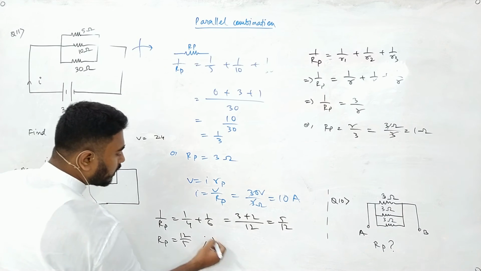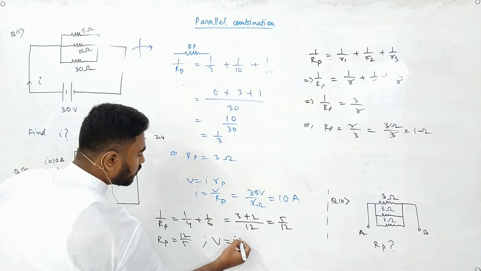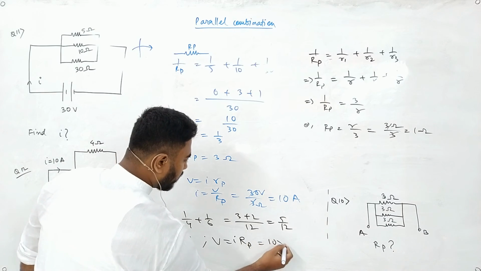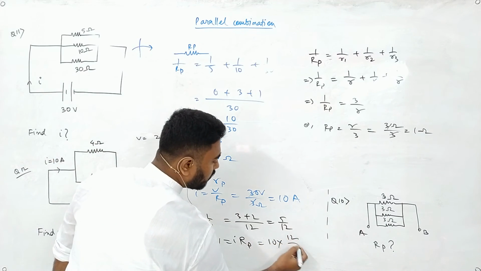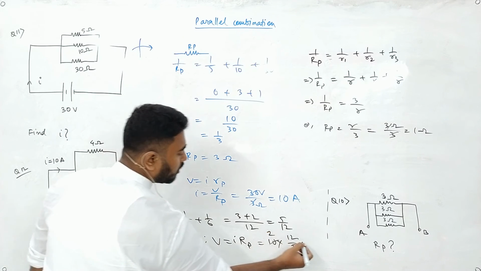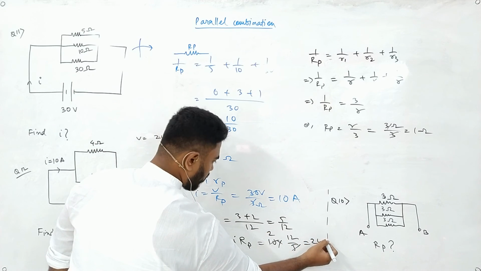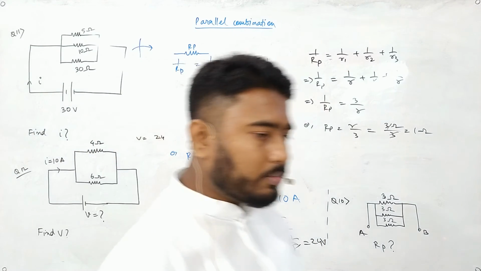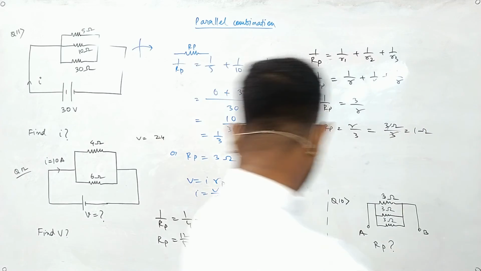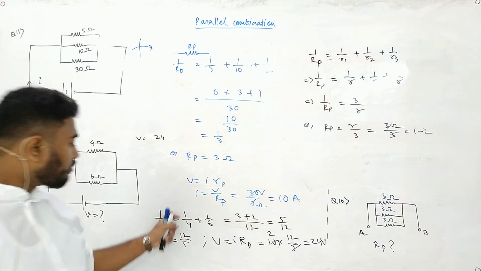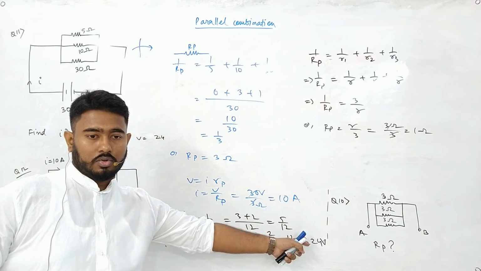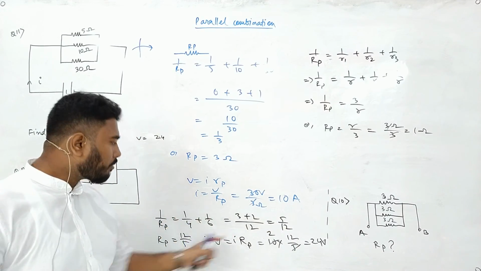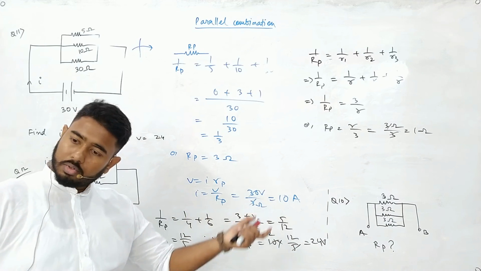Now they have told us to find out the voltage. We know V equals IR, right? V equals IR parallel. In this case I is 10 ampere, so that will be 10 into R parallel is 12 by 5, so this will cut away, so that will be 24 volt. These are easy questions. Yes, tell me. You can write it as, no, 1 by R parallel is 5 by 12, so R parallel will be 12 by 5.